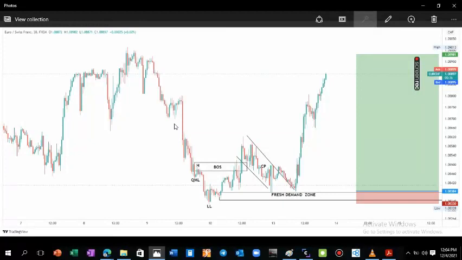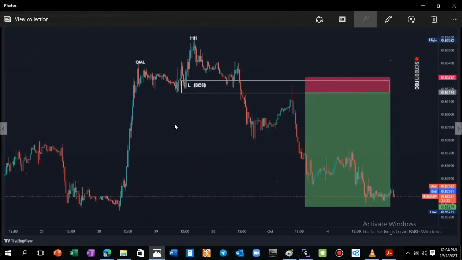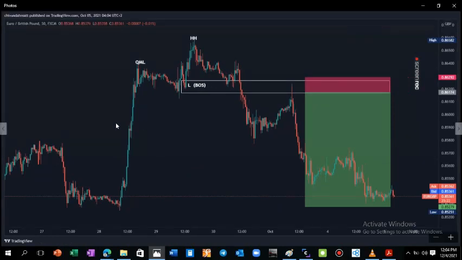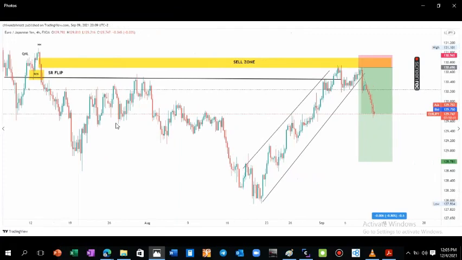Nice breakout of that falling wedge, and the market went to the upside like crazy. This was also Euro Swiss on the 30 minutes time frame, and it worked perfectly. Okay. This was another trade. This was Euro GBP. Nice, beautiful trade on the 30 minutes time frame. This was a Euro JPY, also a nice SR flip. Price took out the liquidity around this level and dropped like that.